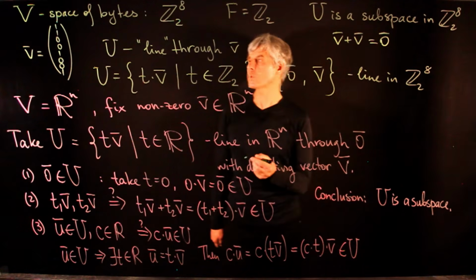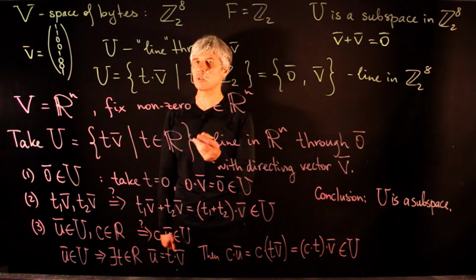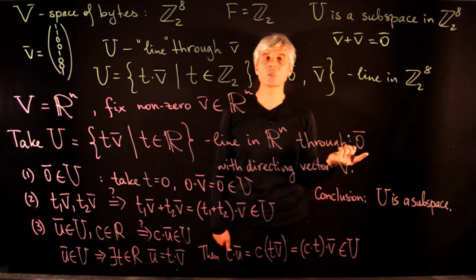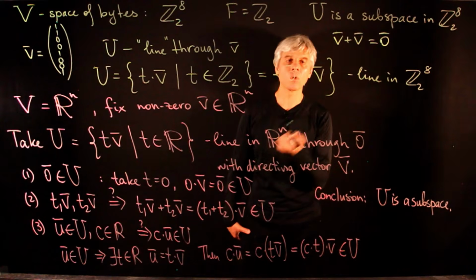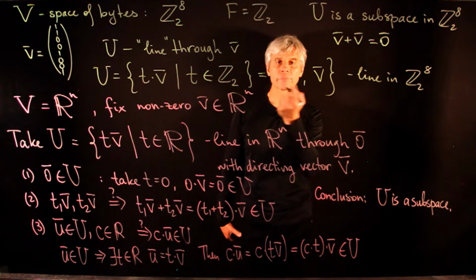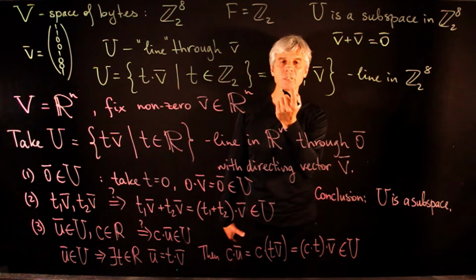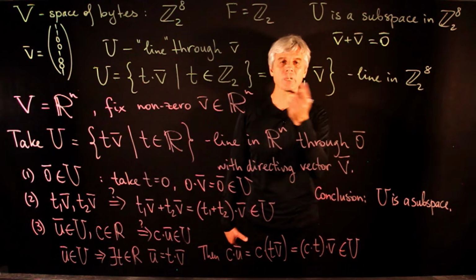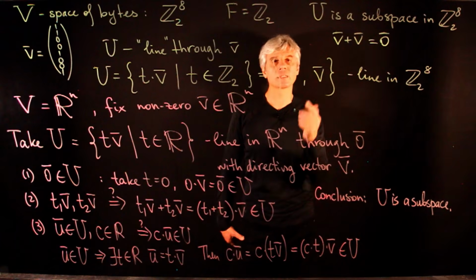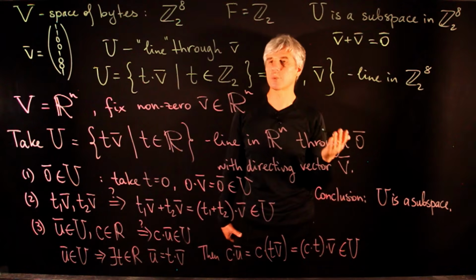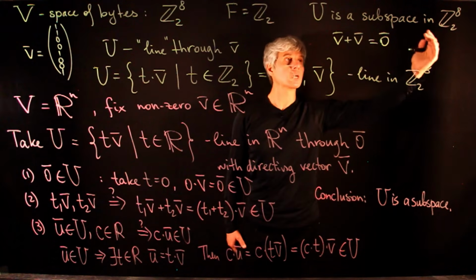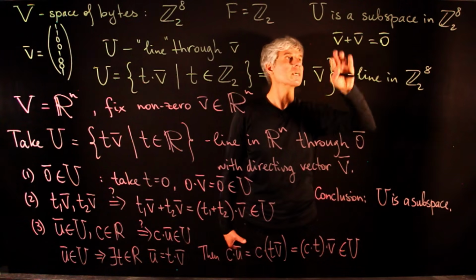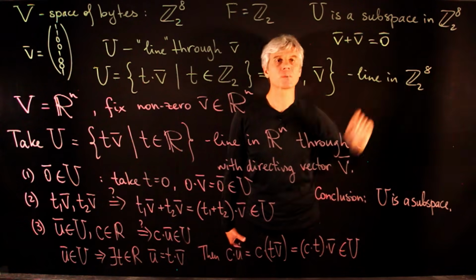It's also closed under multiplication by scalars, because scalars here are in Z2, and there are only two possible scalars: 0 or 1. Clearly, if we multiply anything by 0, we get a 0 vector, and if we multiply anything by 1, we get itself. So this set is closed under multiplication by scalars. And so we conclude that this set of two elements is a subspace in the space of bytes.